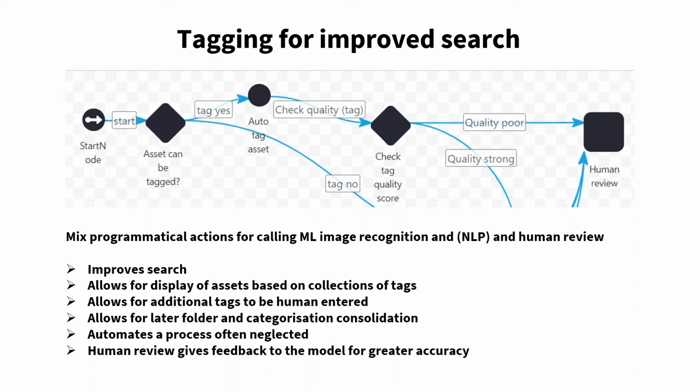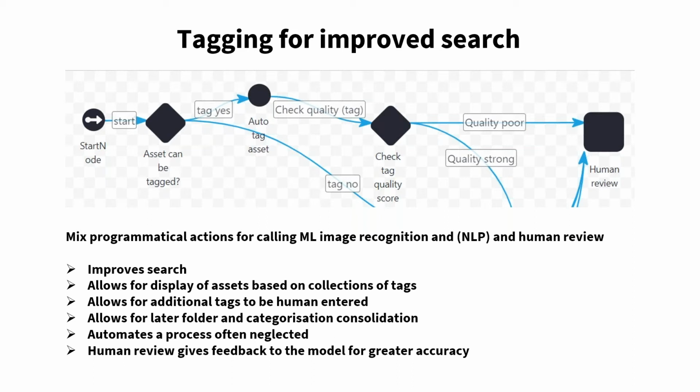It's going to allow for later folder and categorization consolidation. You can look at all those different tags and say, that tag keeps appearing constantly, so maybe that becomes a category. And you don't need machine learning to do that. You can use the APIs that exist within the DXP system. So we're starting to meld workflow, the ability to create your own independent services in your DXP platform, and machine learning together.